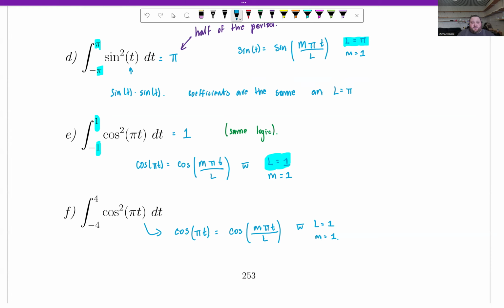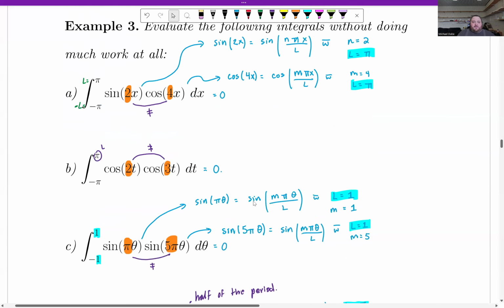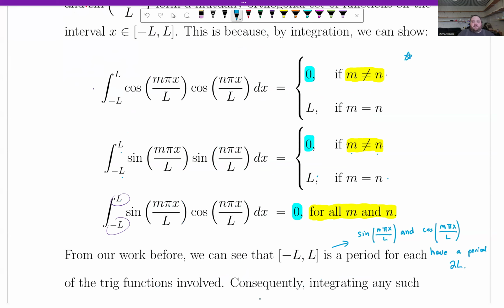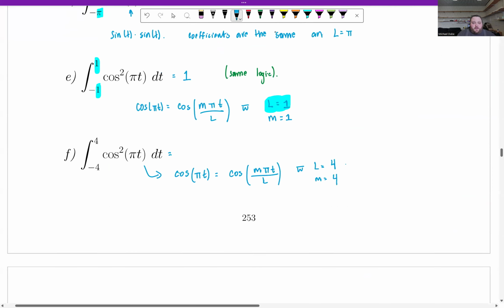But what we can actually do is solve this. If we were to make L 4, right? If L is 4, because we need it to be here, that means m would be 4 as well. So if we have 4 over 4, they cancel out. Then we get pi t. Okay, and so that means we can actually use our logic up above. So it's just a little bit of a trick there. And so we can deal with that using our logic up here. We have cos times cos, m equals n, we get L. So this will be equal to 4.